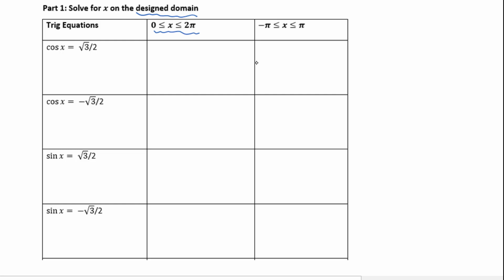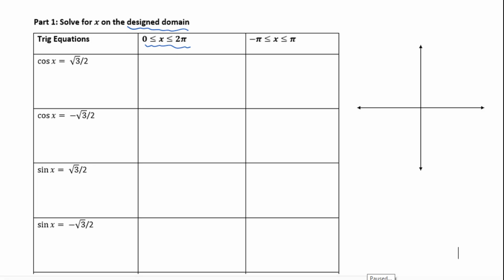This video is about solving basic trig equations. Part 1. Solve for x on the designated domain: x is greater than or equal to 0 and less than or equal to 2 pi. Let's draw the diagram between 0 to 2 pi. So we label this as 0, pi over 2, pi, 3 pi over 2, and 2 pi.